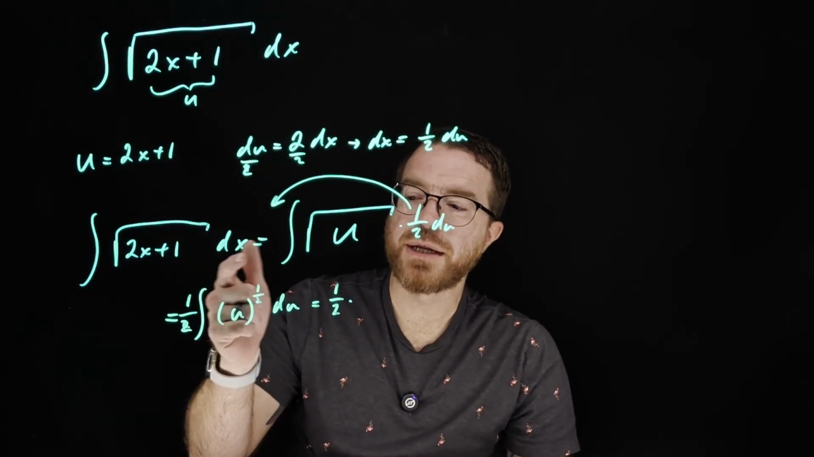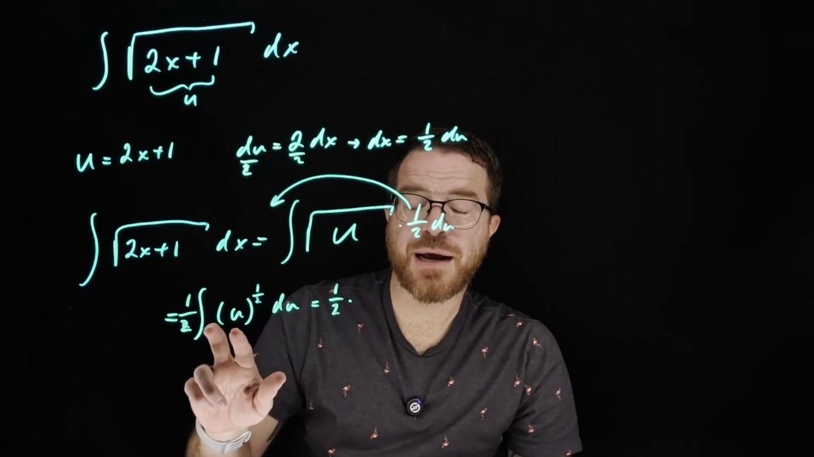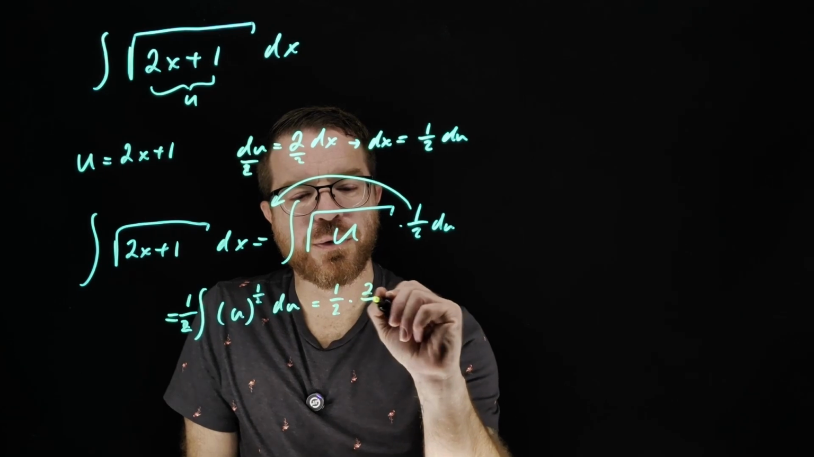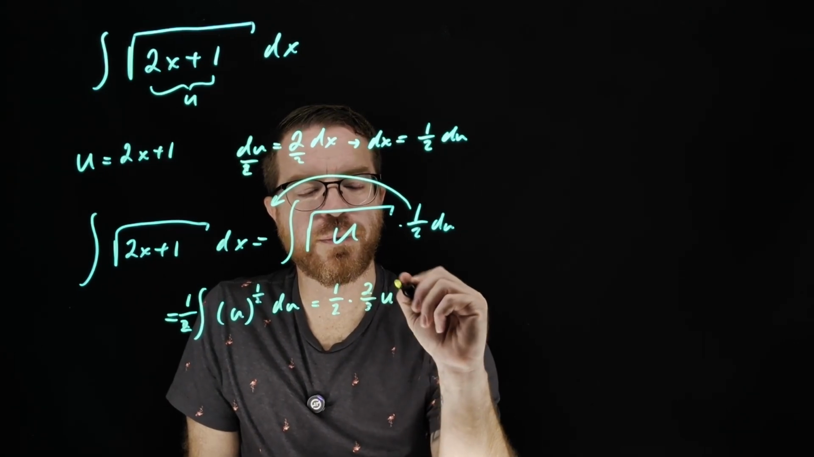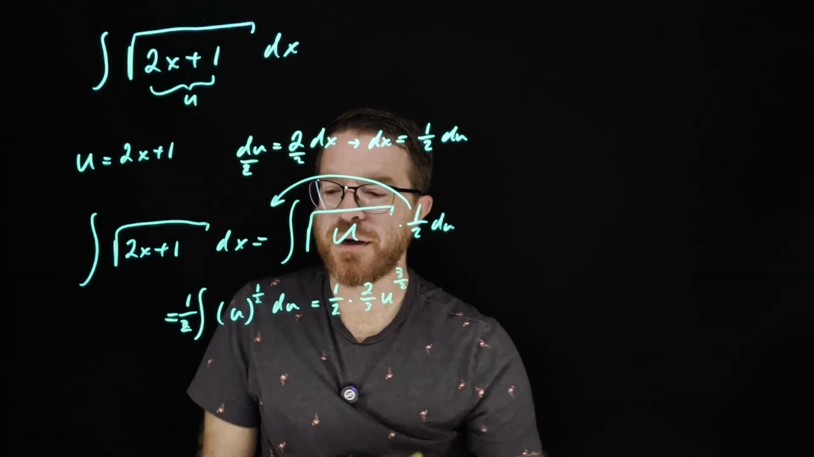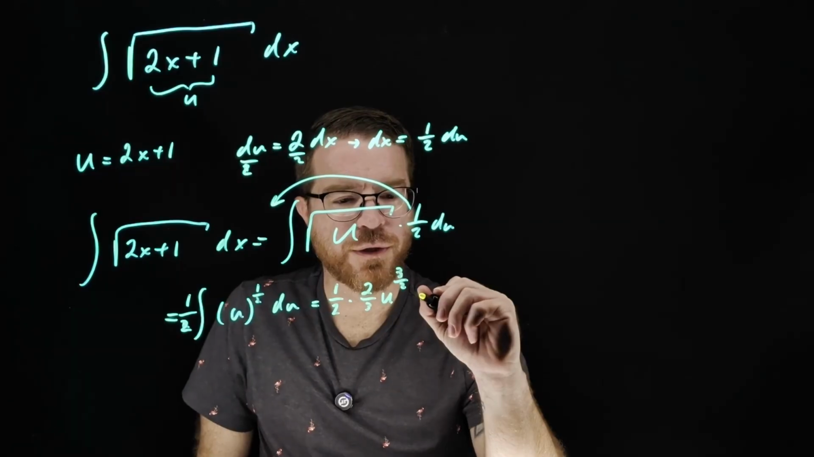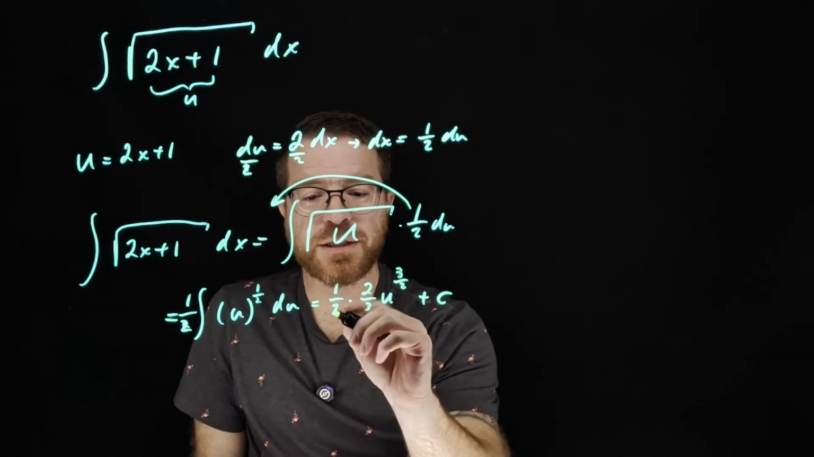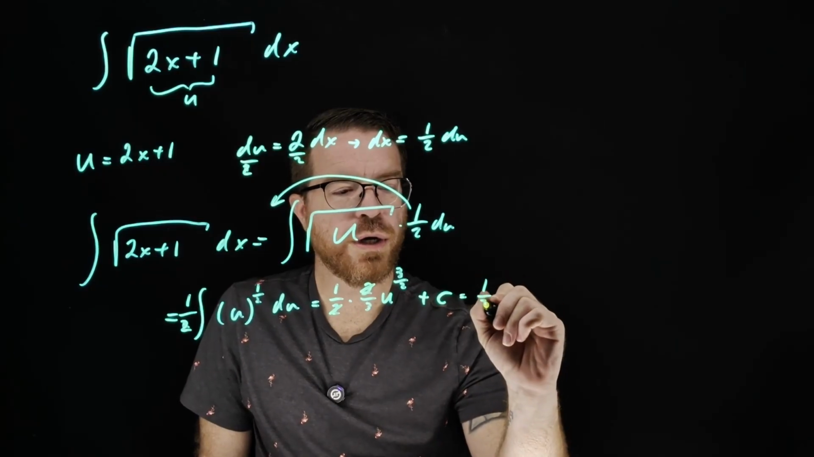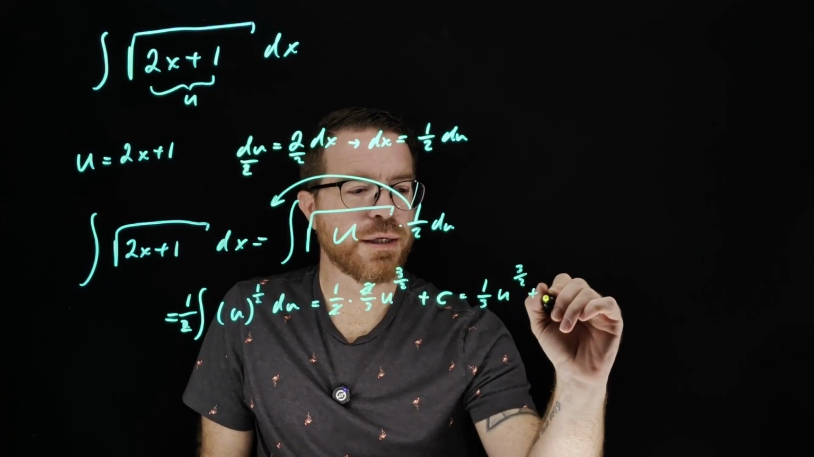We bring the power up by 1, so this becomes 3/2, and then we bring that 3/2 to the denominator, which becomes flipped, so it becomes 2/3. So this will be 2/3 u to the 3/2 power. And then, of course, we have to add our plus c because this is an indefinite integral. So plus c. This 2 here is going to cancel with this 2 here, and this will just end up being 1/3 u to the 3/2 power plus c.